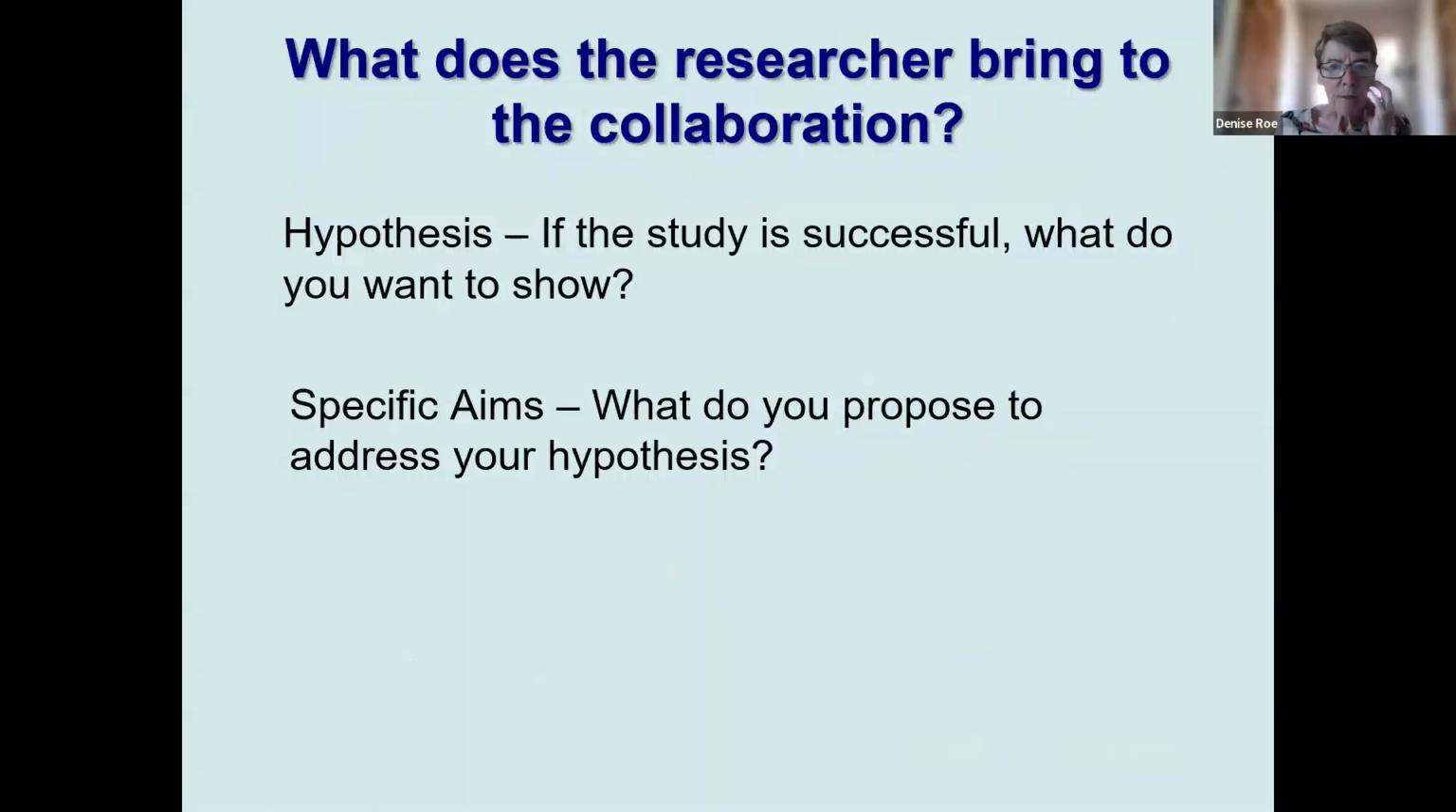So then what do you bring to the collaboration? Well, I assume that you have a grant idea, you have a hypothesis. It's helpful if you've thought about a particular RFA or a particular grant mechanism that you want to respond to. But basically, what I need you to bring to me is, what's your hypothesis? So if the study is successful, what do you want to show? And then an outline of your specific aims. Usually most grants have 2 to 3 specific aims. So then what do you propose to study to address your hypotheses?